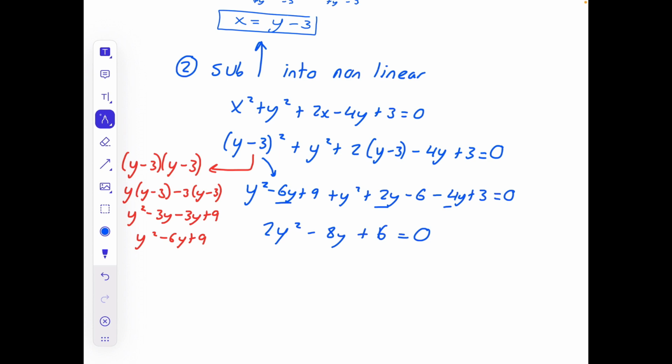Okay, now from here you have a few different options. That is a quadratic. There are two different ways to do it. You can factorize, factorizing will work for this, or you can use the minus b formula.